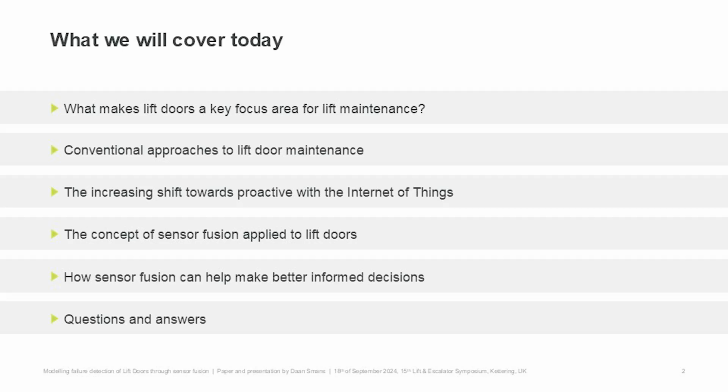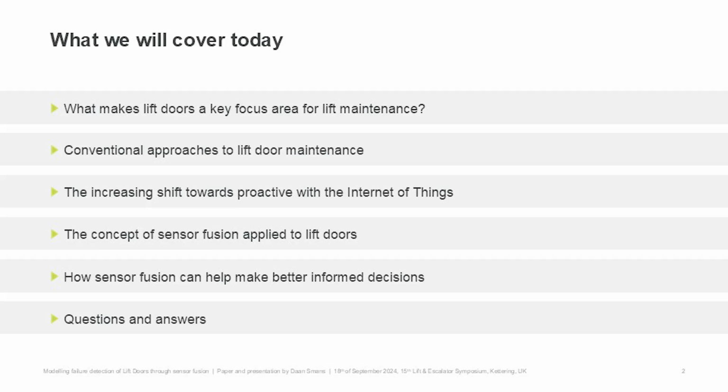So what makes lift doors a key area for lift maintenance? Lift doors typically multiply with every floor. You have one controller, you have one machine, you have most of the time one of everything. Not always. The landing operating panel also repeats itself on every landing, but doors do as well. Especially with a front-rear configuration, it can even double across the height of the lift.